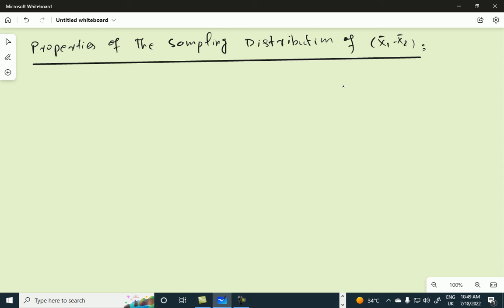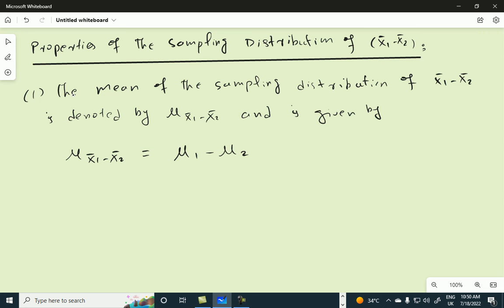So now we are going to discuss properties of the sampling distribution of sample mean. First property: the mean of the sampling distribution of x1 bar minus x2 bar is denoted by this. This holds for sampling with replacement and also for sampling without replacement.